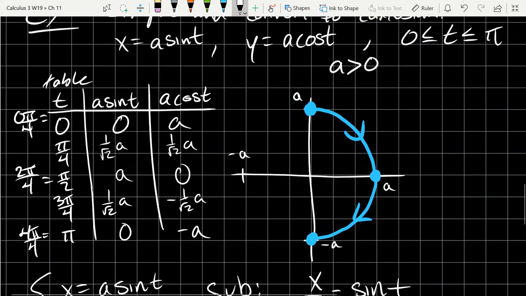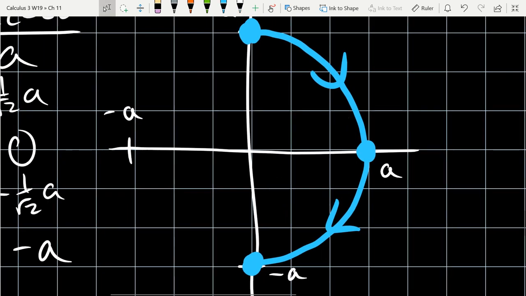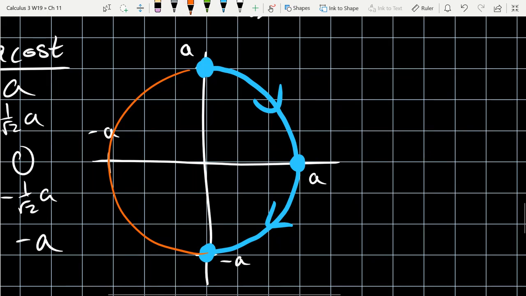If you just look at the graph, if I kept drawing, we're definitely looking at a circle. What should the equation be? That's correct. x squared plus y squared equals a squared. So we're going to see that this is what it's going to simplify to.